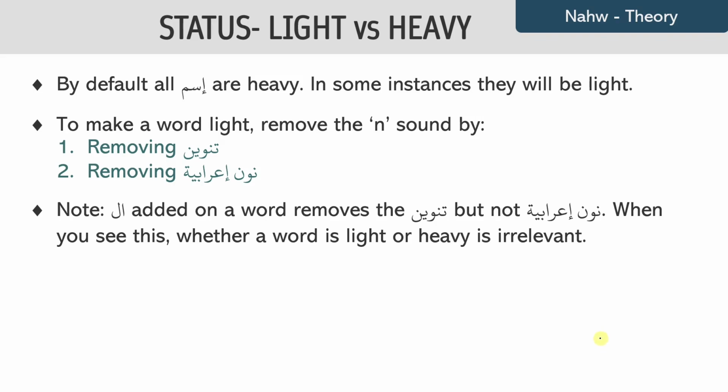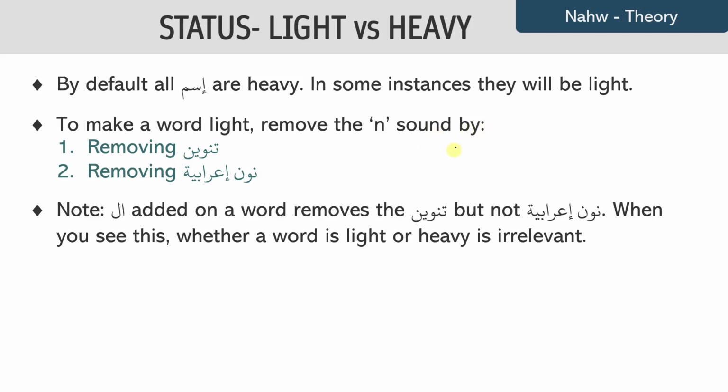Moving on to the theory section. Today we're going to be learning about light and heavy and what it means in the table. So by default, all ism are heavy, which means that when you see an ism that has a tanween or a noon of i'rab, they're all heavy. So in some instances, a word will be light. Okay? So by default, all ism are heavy, and in some instances they will be light.